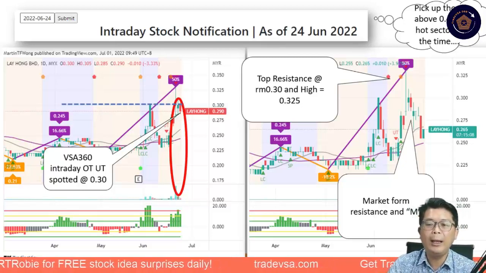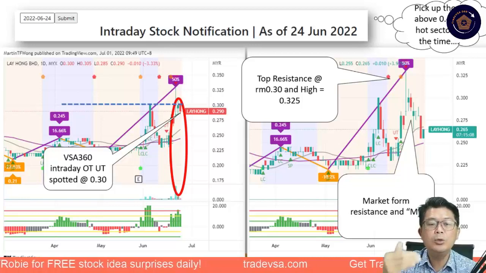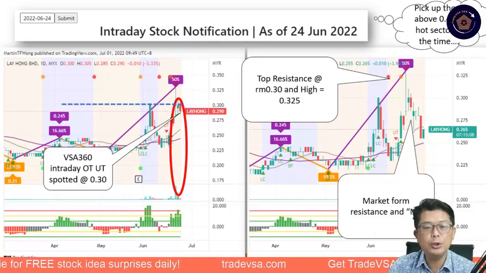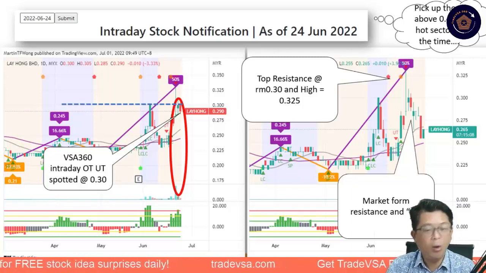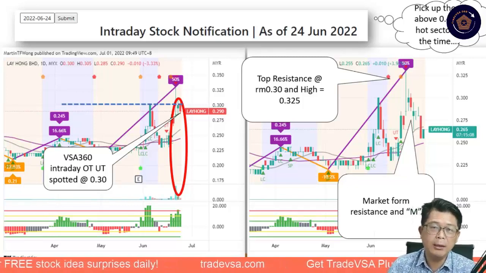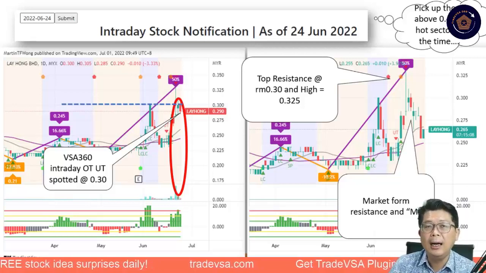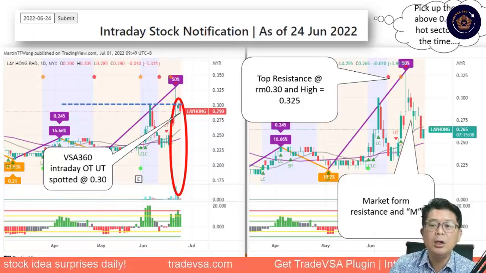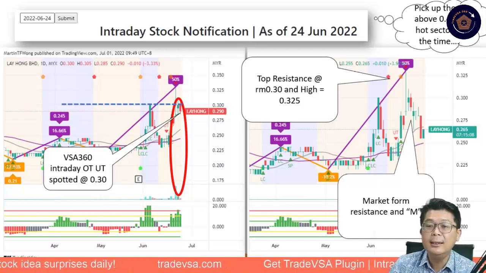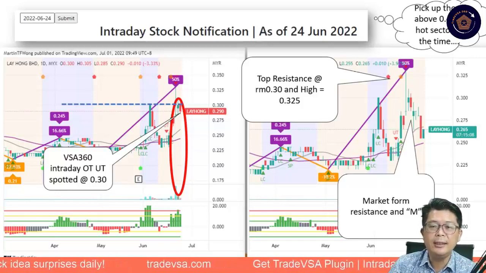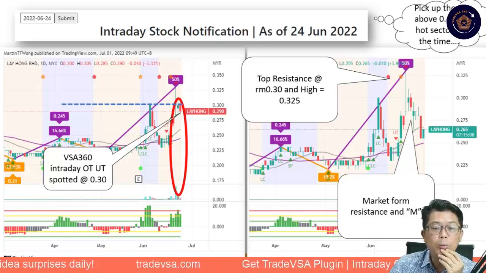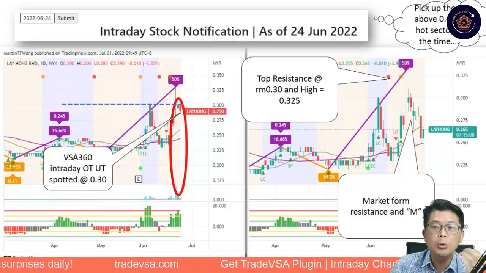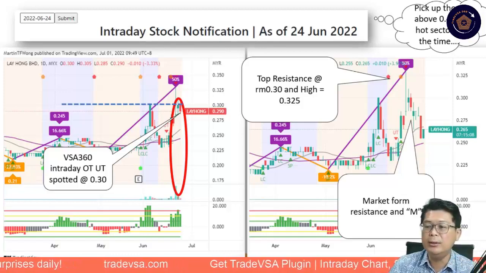So this is why when you want to pick those what we call overtake of the UT, make sure you look to the left hand side, and always remember, as I said before, market resistance and market support are not random. They are there because either the supply is already out, a lot of sellers, and that's why we see this VSA 360 able to pick up Lei Hong. So we still need the trader, especially those of you who are medium to advanced, to look out for that support and resistance in here.